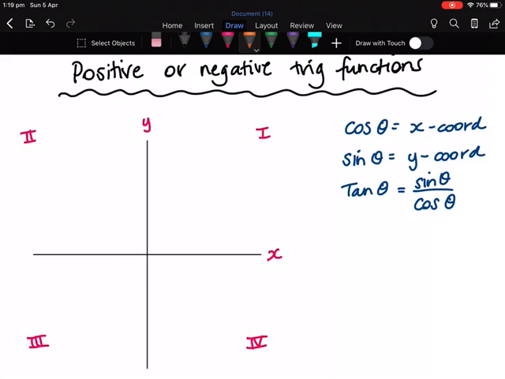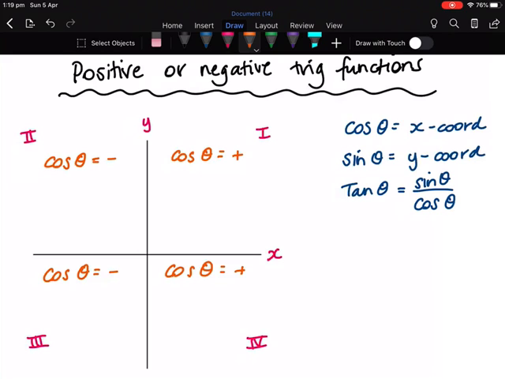So let me write that out. So the cosine of theta in this first quadrant is going to be the x value, which is positive. In the second quadrant, the cosine of theta is going to be a negative value because x is negative there. Down in the third quadrant, again, the cosine of theta will be negative because x is negative in that quadrant. And in the fourth quadrant, the cosine of theta will be positive.